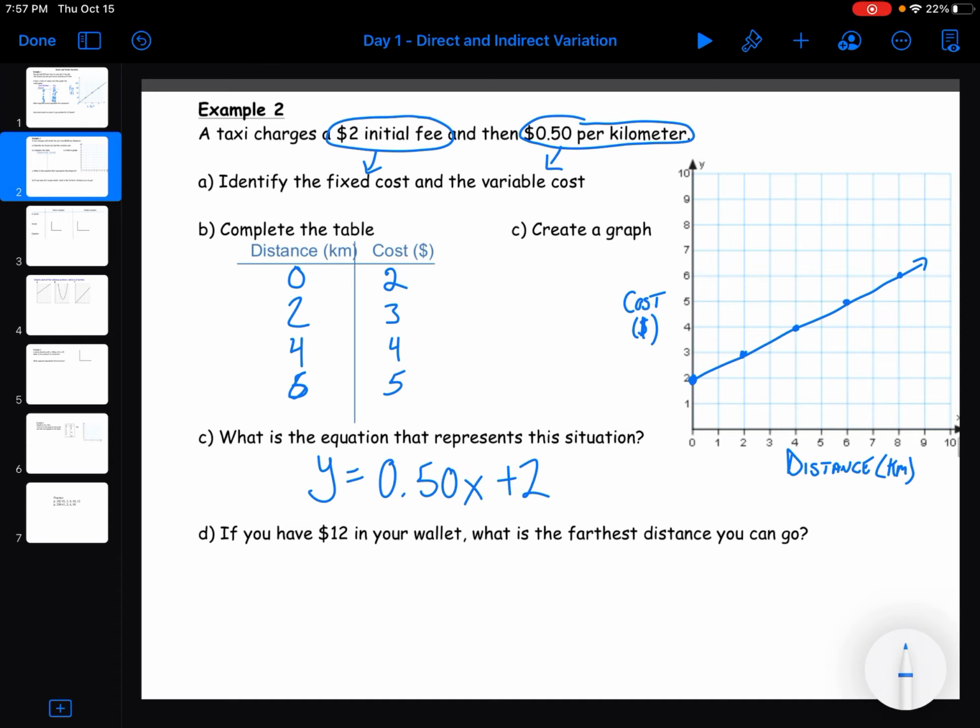If I have $12 in my wallet, what's the furthest I can go? Well, we're going to put 12 in for y, and then we're going to solve for x. So we're doing reverse BEDMAS. We're going to subtract that 2 over. 12 minus 2 is 10. Now we have to divide by 0.5. So we get x is equal to 20. Therefore, 20 kilometers.